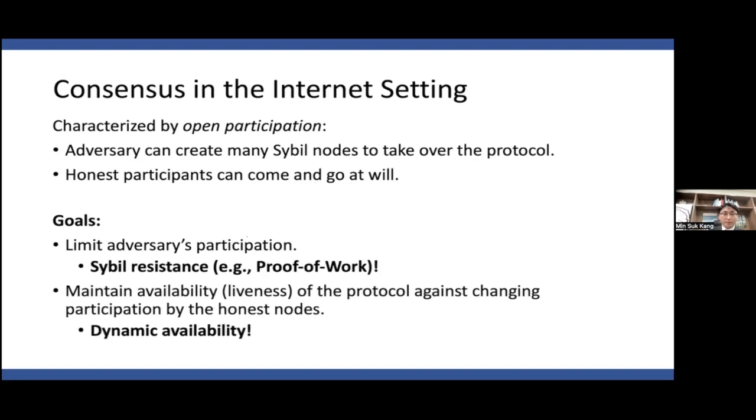So Sybil is handled. And dynamic availability is another thing that we want to achieve, and Bitcoin nicely handles this, because all the miners have to do is to work on the problem in the local setting. They don't have to talk to each other. They don't have to send votes to others. It's a super simple protocol.